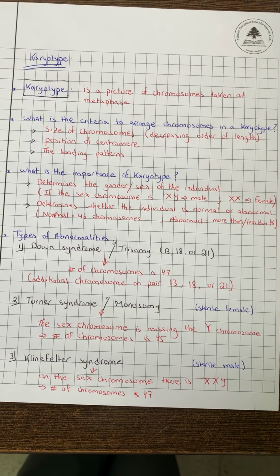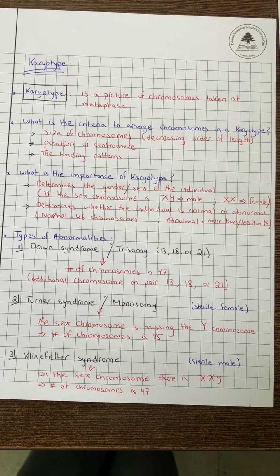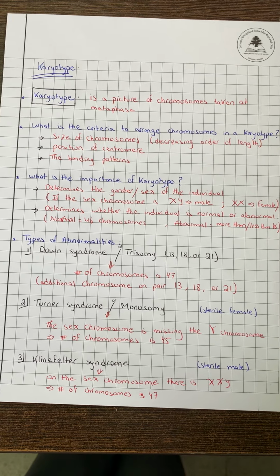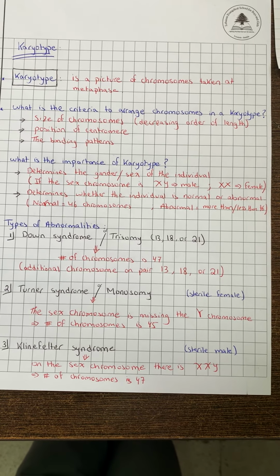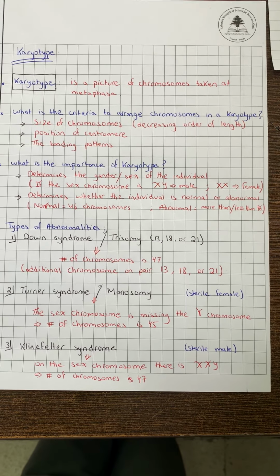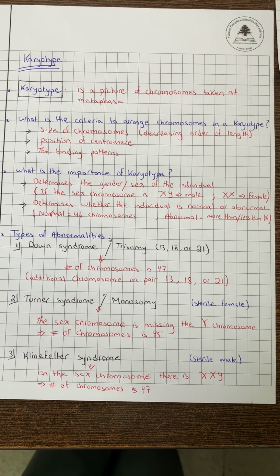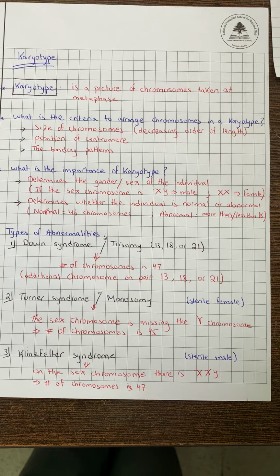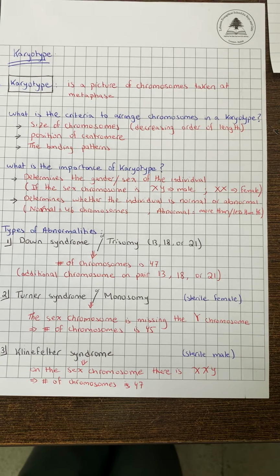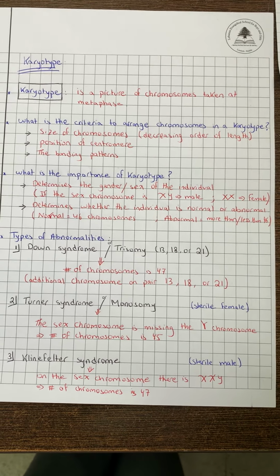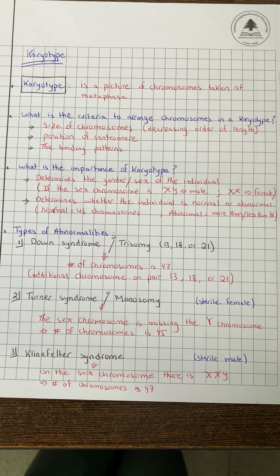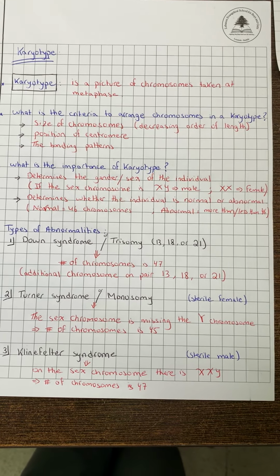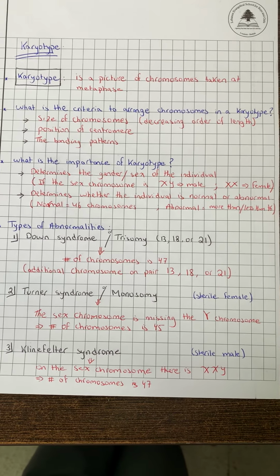So, getting back to the notes that you need to know for your governmental exams, the definition of a karyotype is a picture of chromosomes taken at metaphase. As a reminder, metaphase is a phase in mitosis in which all chromosomes are aligned at the equatorial plate, or at the middle of the cell. So karyotype is a picture taken at metaphase.